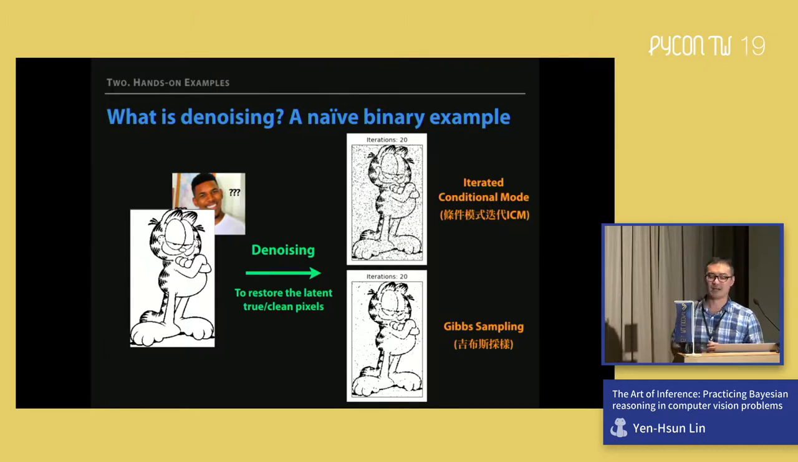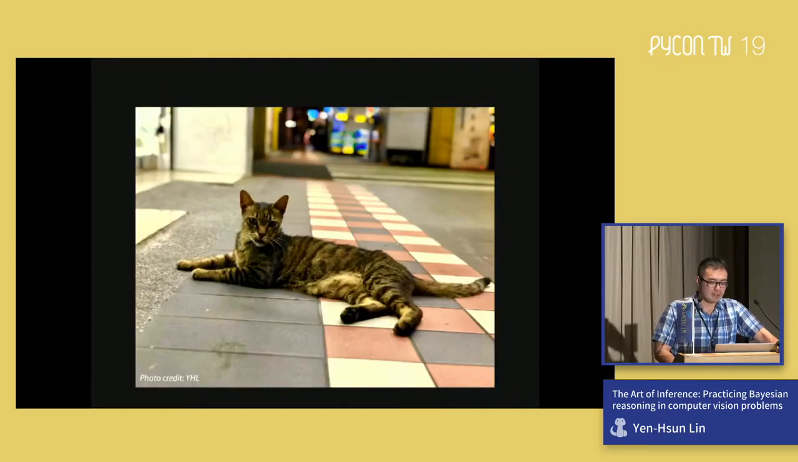This is the ground truth image, which is a Garfield cat. The binary example is my first example of the denoising results. But in modern times, binary images are rarely used because color images are the norm. Most digital pictures are stored as colorful pictures instead of binary or gray levels.